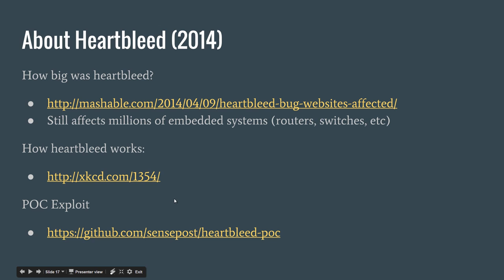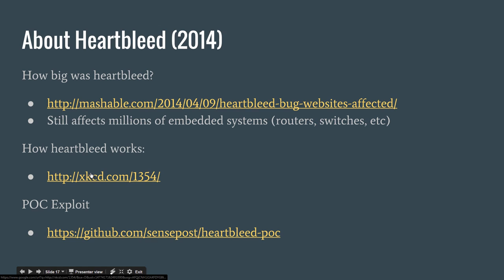So, Heartbleed was so widespread in terms of its impact, it required almost everyone on the internet to change at least one password. The list of all affected official websites is provided at this URL, and to date, it still affects millions of embedded systems worldwide, if not tens of millions. And this is mainly routers that are going to be affected by these.